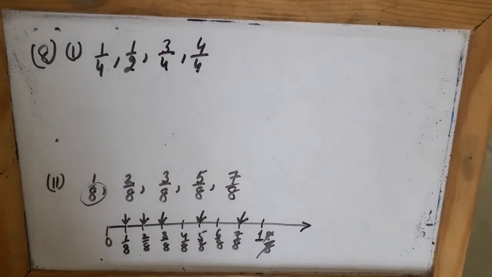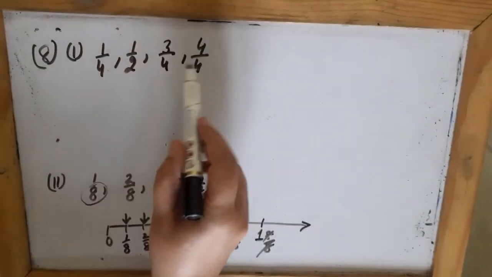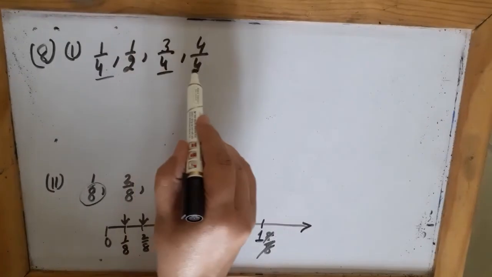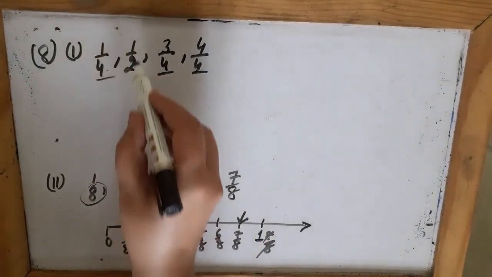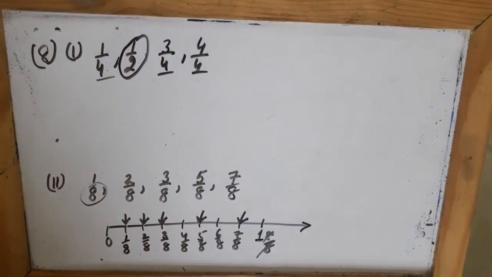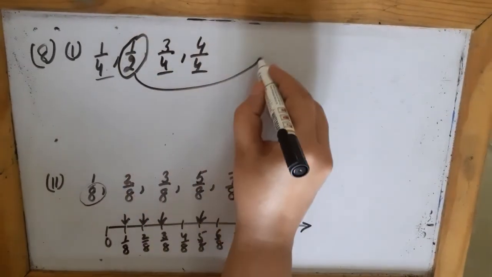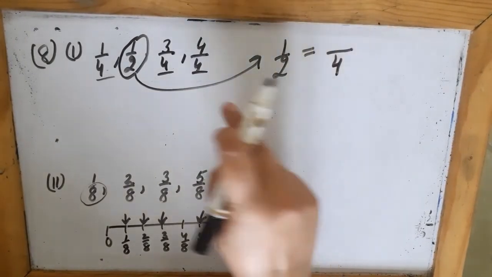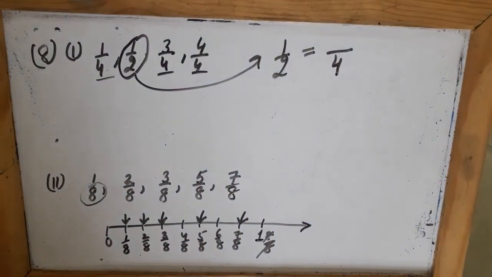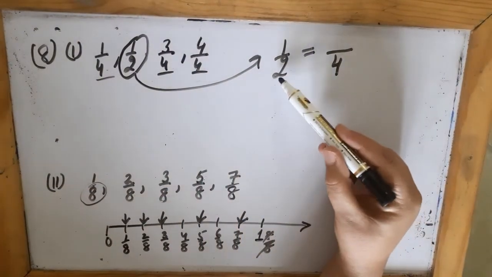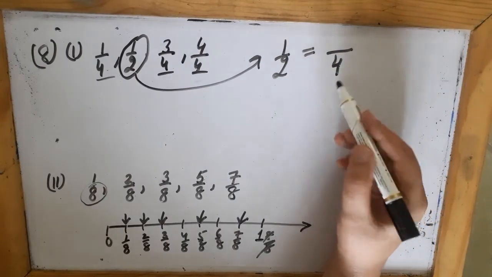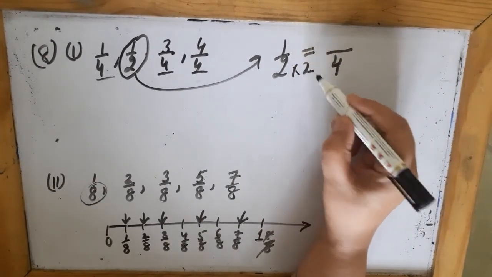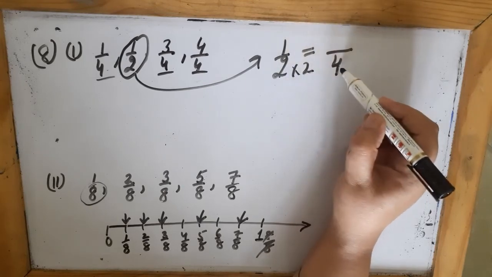Now I come to the first part. In this you can see that three fractions have denominator 4, but one of the fractions has the denominator 2. So how to plot them on the number line? So what I will do is, this 1 by 2, I will try to make its denominator equal to 4, because all the others have the denominator 4. How can I make its denominator 4? By multiplying with 2. So if I multiply this 2 with 2, it will become 4.